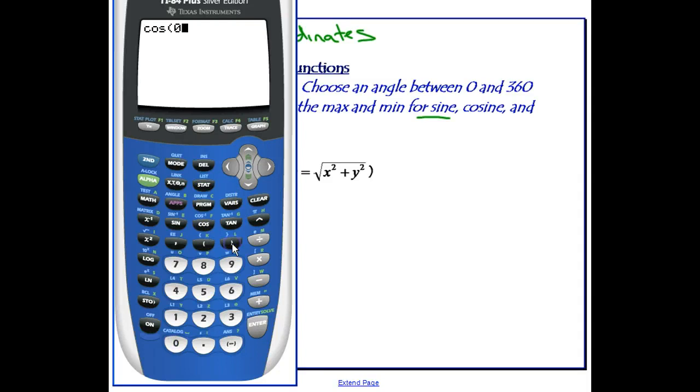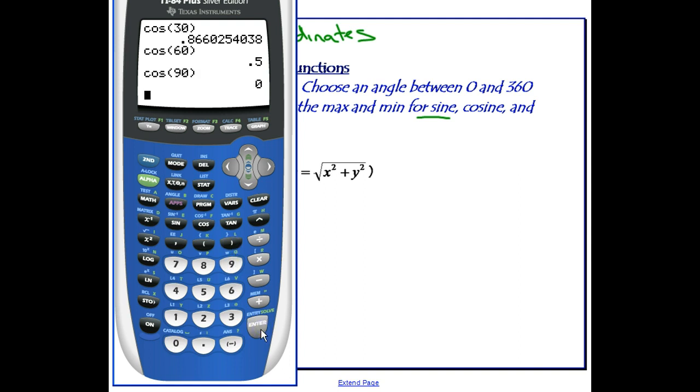Cosine of 0. Oh, look at that. Already starts with 1. And then we do the cosine of 30. So it's going to shrink down. Cosine of 60. Keep shrinking. You can play with this a lot more angles in your calculator. Try anything. Cosine of 90. Is it going to keep shrinking?